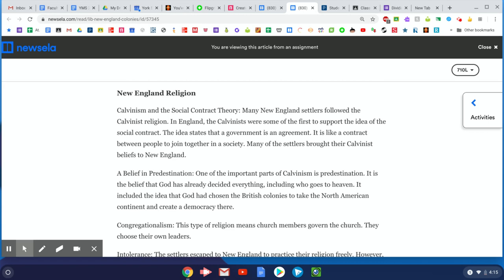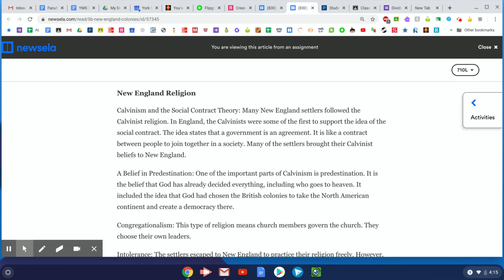Let's read to find out what Calvinists are. In England, the Calvinists were some of the first to support the idea of the social contract. The idea states that a government is an agreement. It is like a contract between people to join together in a society. Many of the settlers brought their Calvinist beliefs to New England. So, Calvinist religion was followed by people who believed in the social contract. And a social contract is the idea that a government is an agreement.